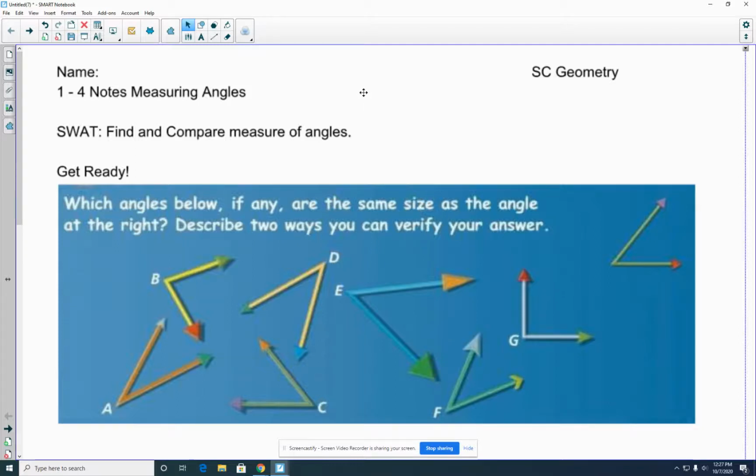Hi everyone, this video is for lesson 1-4, which is how to measure angles. During this lesson, we are going to be able to find and compare the measure of different angles.